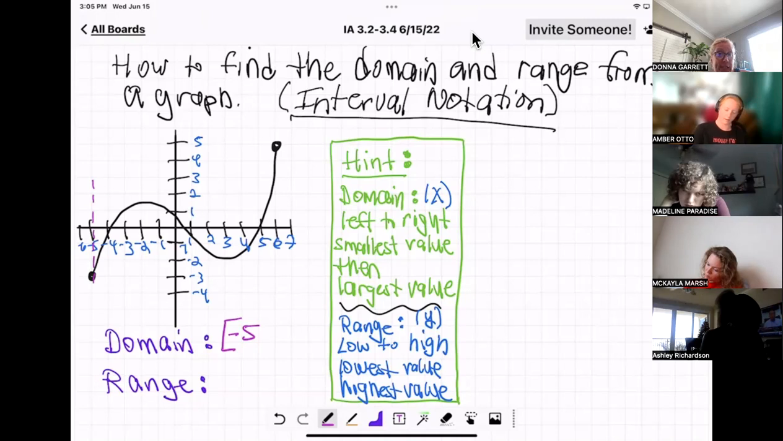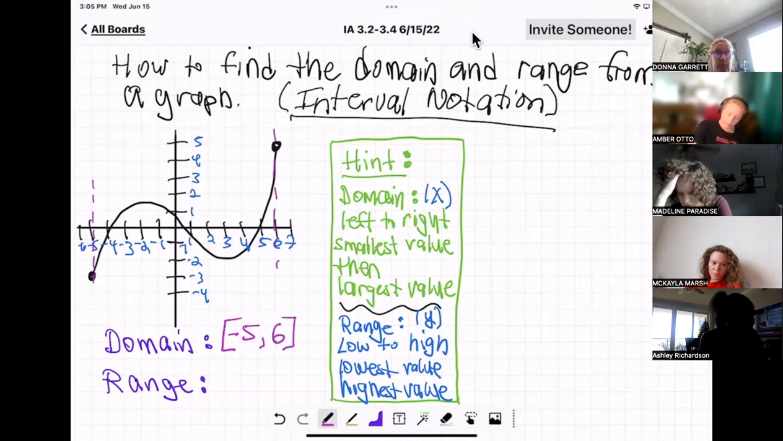What is my largest X value? Notice it's all continuous throughout, right? Everything's in between. So it's one of these where you have a beginning and an end. What is my largest X value? Well, that would be this point, which looks like it's at 6. And it's equal to, because it's a solid circle. So I went left, what's my smallest X? Right, what's my biggest X? And everything in between. If one of them was an open circle, I'd have a parenthesis just like we did before, but they were both solid circles.